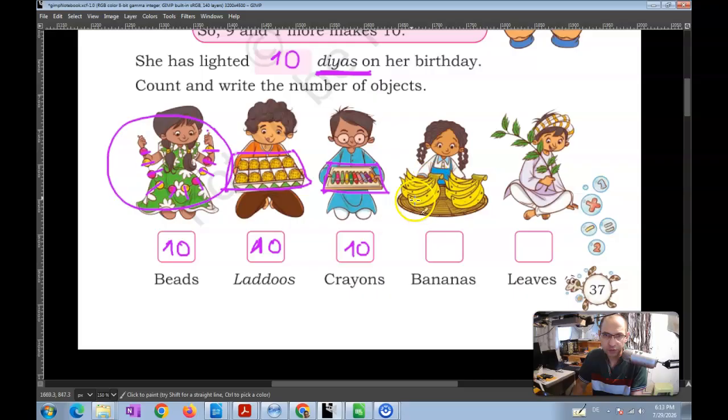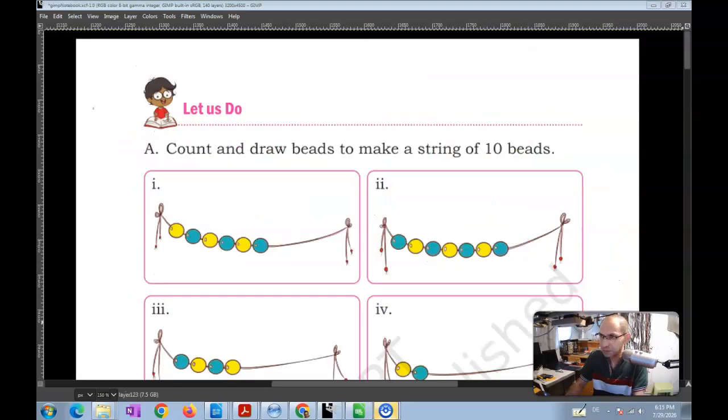Or we have, I'm assuming, 1, 2, 3, 4, and 5. That's supposed to be 10 bananas, all in one tray, for example. And then 10 leaves over here, which is 1, 2, 3, 4, 5, 6, 7, 8, 9, and 10, all in one branch. So again over here we have the exact same kind of story: this is a string, and there is some number of beads on the string, and that's supposed to be again a model for the number 10.